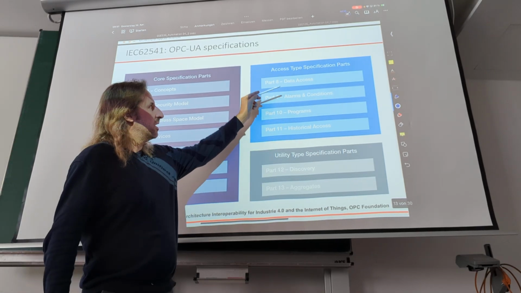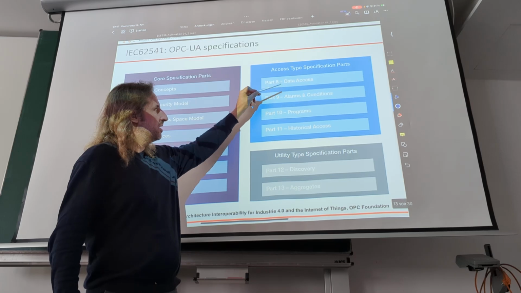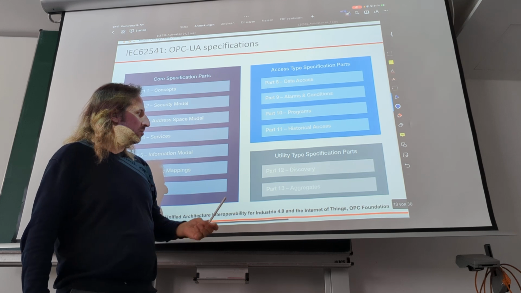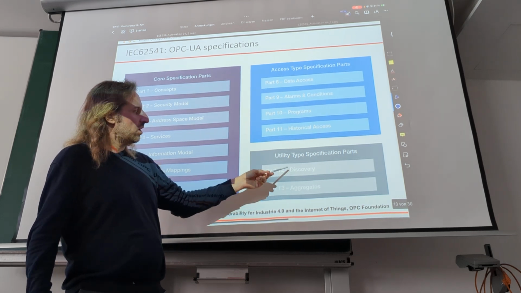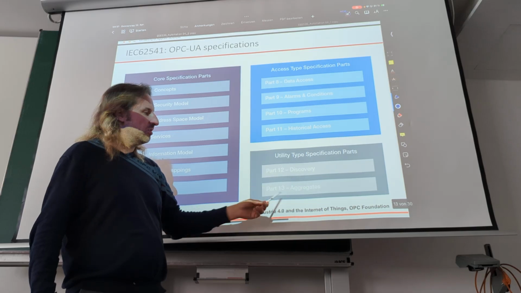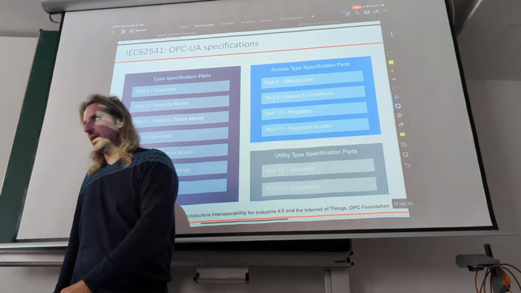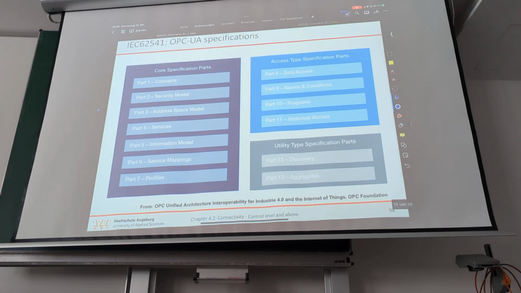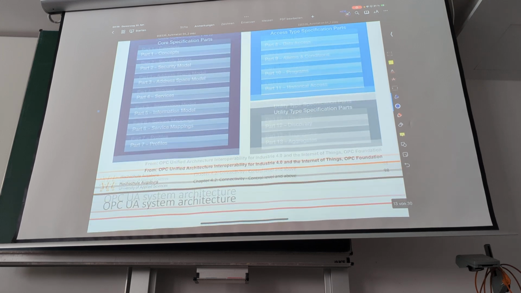And then you see the standard parts again, where you have the data access, alarms and conditions, historical, and additionally by now programs. And then we have some additional specifications on how to discover OPC UA servers or aggregate them to a larger OPC UA server. And you also see that it's an IEC standard by now, so it's an open standard that can be implemented by any vendor.